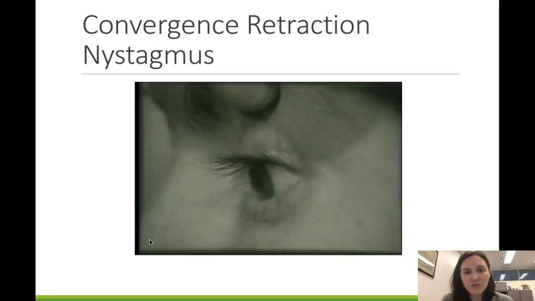In summary, we talked about the horizontal gaze centers, primarily in the pons, and the interaction between the PPRF, the sixth nerve nucleus, and the medial longitudinal fasciculus. We also talked about the vertical gaze centers, which are located in the midbrain and the upper pons, and include the rostral interstitial nucleus of the medial longitudinal fasciculus and the interstitial nucleus of Cajal, and the interactions between those and the third nerve nucleus. Finally, we talked about disconnection syndromes that occur between the cortex and the midbrain and cause things like supranuclear gaze palsy and a dorsal midbrain syndrome.